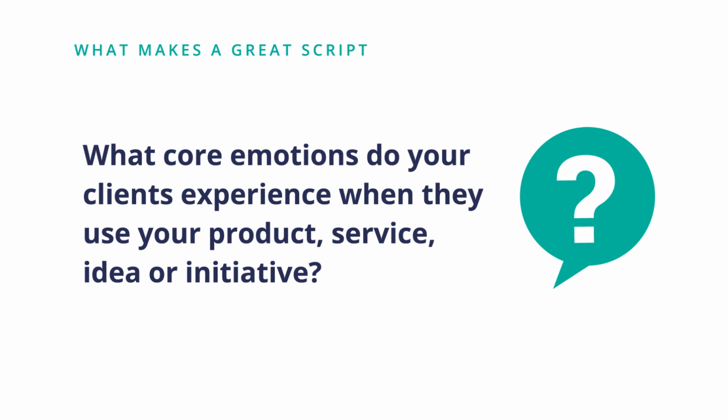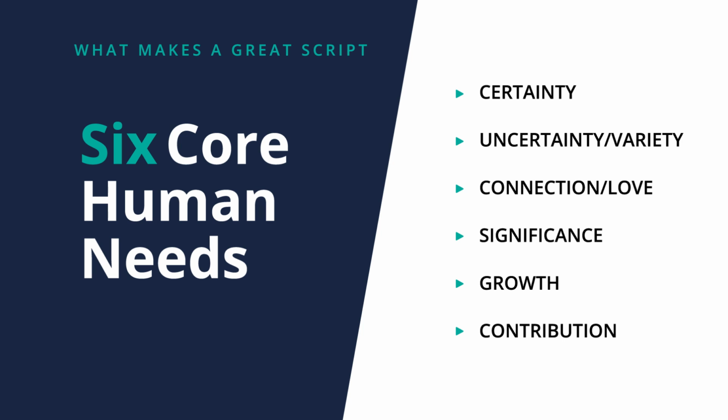Now, Anthony Robbins, who is a peak performance coach of American presidents, Mother Teresa, world famous actors, and top athletes, identified the 6 core human needs every human seeks to fulfill, which are certainty, uncertainty, variety, connection, love, significance, growth, and contribution. We all have different and often multiple ways of fulfilling these needs, and your product or service fulfills one or more for your clients as well.